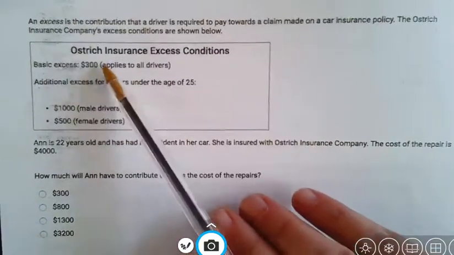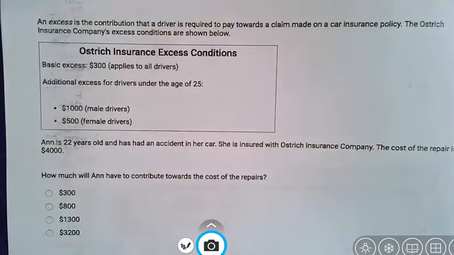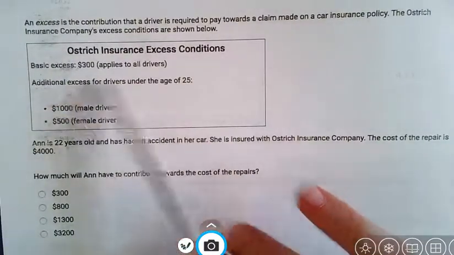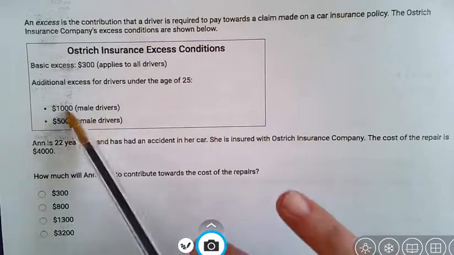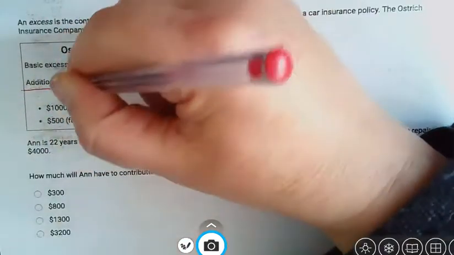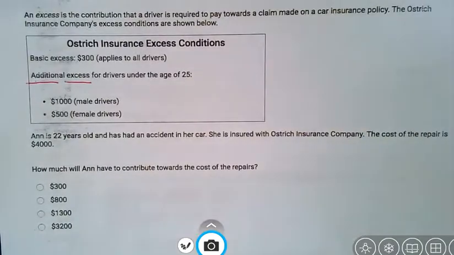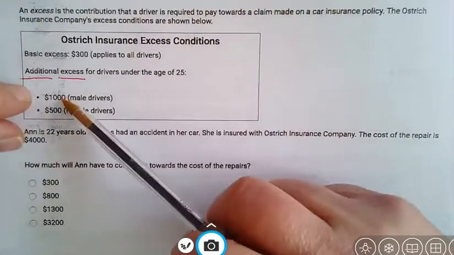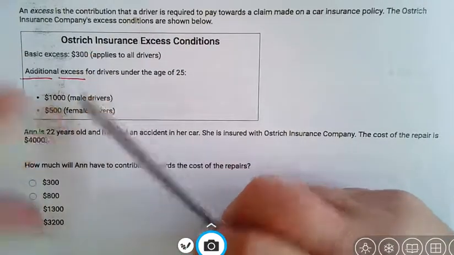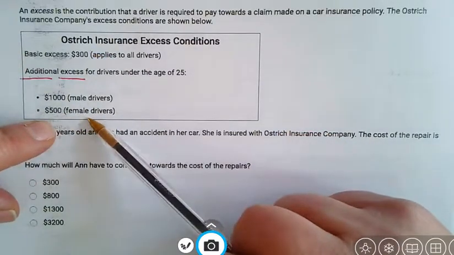And this is the Ostrich Insurance Company, and these are their excess conditions. Basic excess is $300. So if someone like me has an accident and wants to claim, I pay $300. But let's say I've got a daughter or a son and they are under the age of 25. They've got to pay more excess, okay? Additional excess. So if I have a son, we've got to pay the $300 and the extra $1,000. And if I have a daughter, I have to pay the $300 excess and the extra $500, okay?